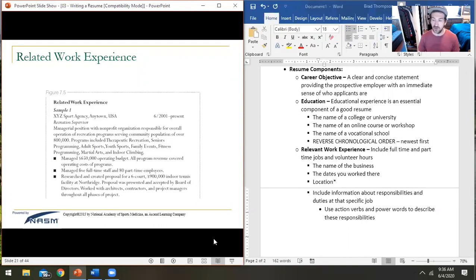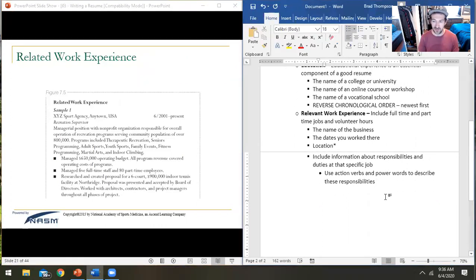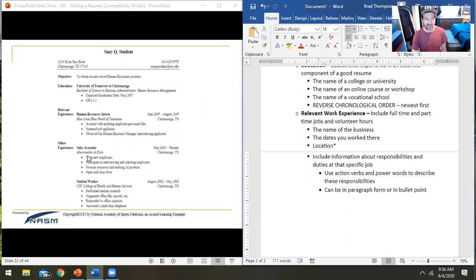So when you're including information about your duties specific to that job, this can be in paragraph form or in bullet points. Bullet point is probably most common and is what I recommend if you are relatively new to things. Keep it short, keep it simple, knock out those bullet points. And you can see an example of that here.